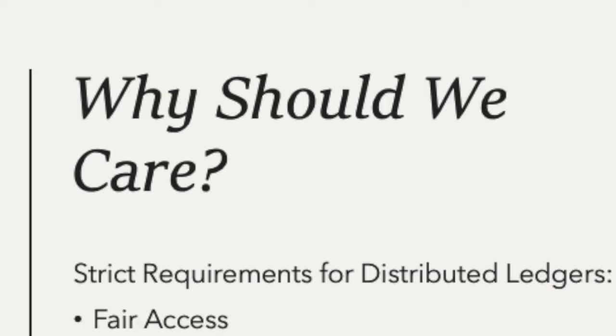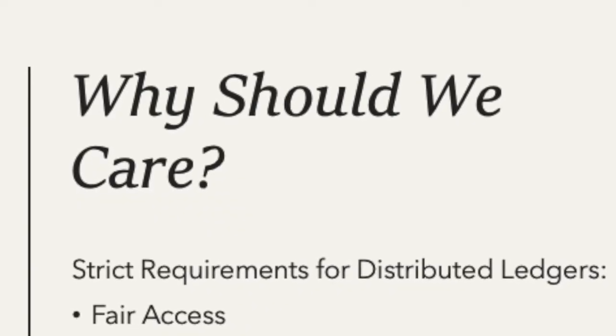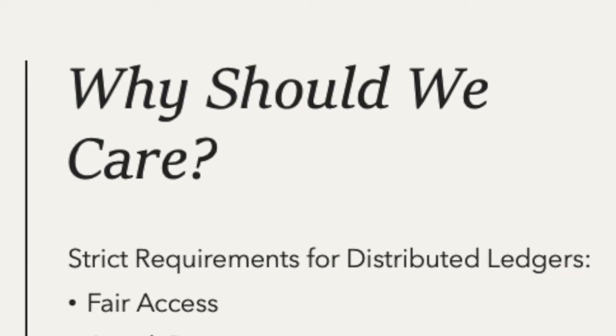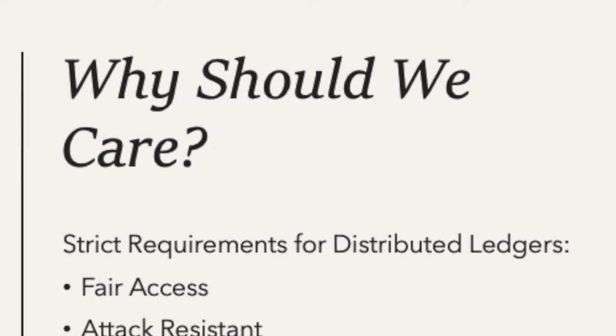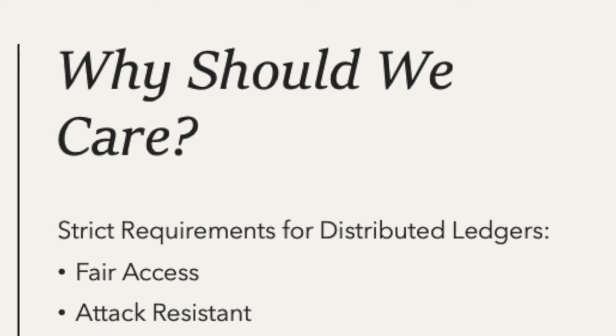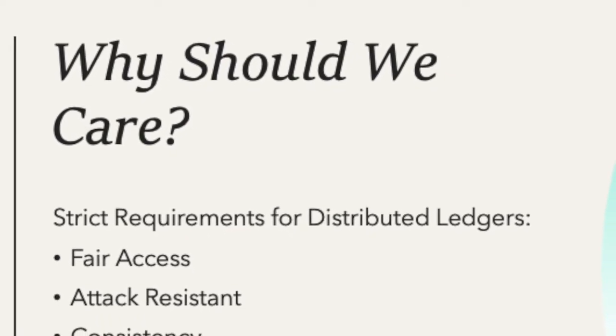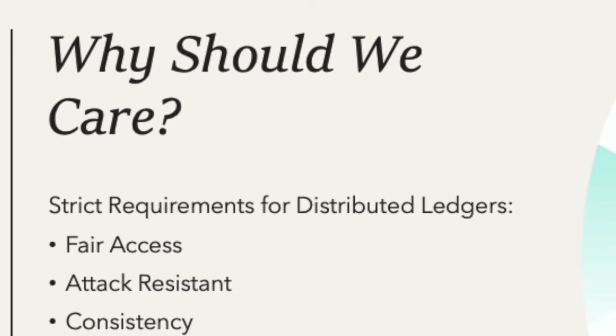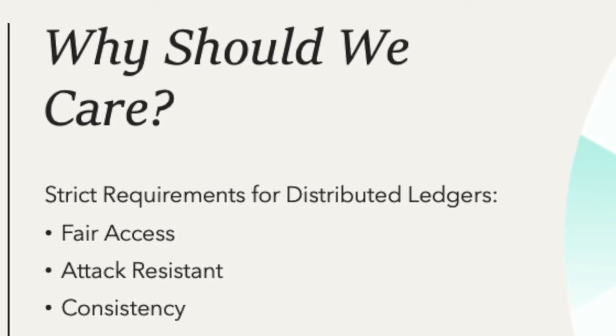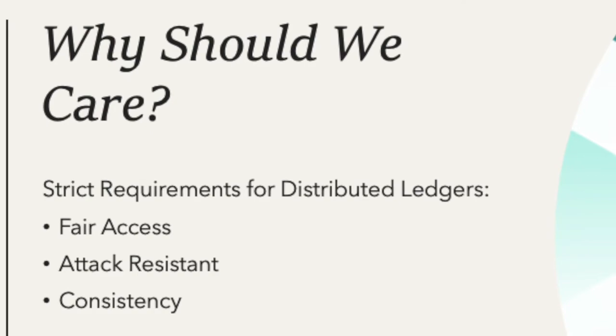So why should we care about all of this? Well, distributed ledger technologies have very strict requirements which make congestion control a particularly difficult problem to solve. 3 of the most important requirements are listed here. The first of which is fair access. Since the available network resources are finite, access or throughput has to be restricted in some way. In distributed ledger technology, this is usually guaranteed by restricting access through a quote-unquote scarce resource.